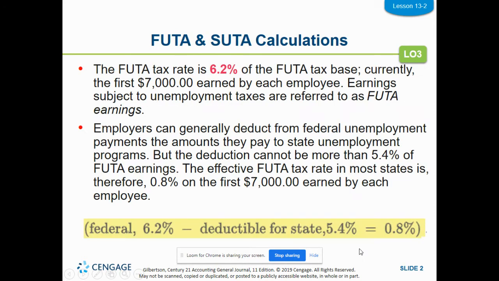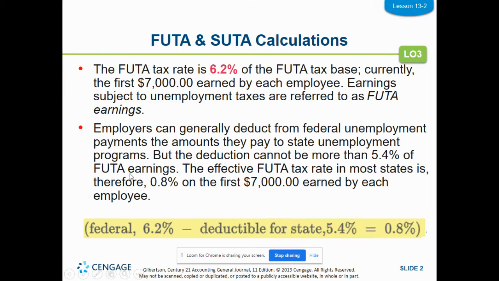And this is how those work. The FUTA tax rate is 6.2% of the tax base, which is $7,000 earned by each employee, and the earnings subject to unemployment taxes are referred to as FUTA earnings. Then employers can deduct from federal unemployment payments the amounts that they pay to the state. So we have the SUTA, the state ones, and we have the FUTA, the federal. It shows you here that the deduction cannot be more than 5.4% of the FUTA earnings. So the effective FUTA tax rate in most states is 0.8%.